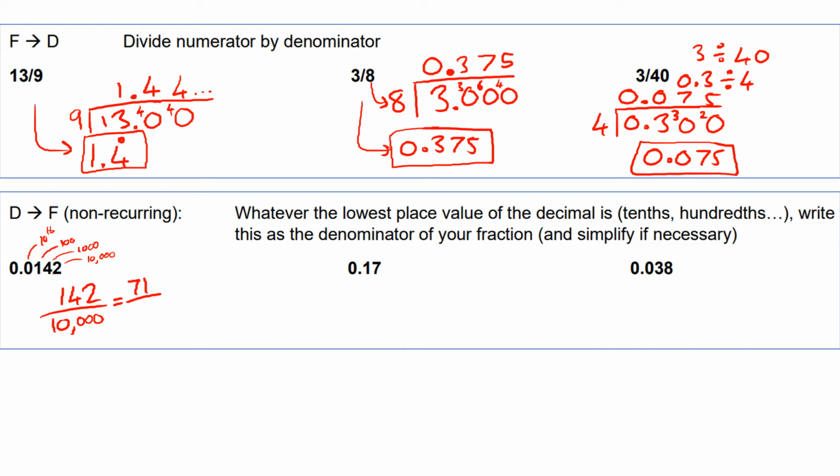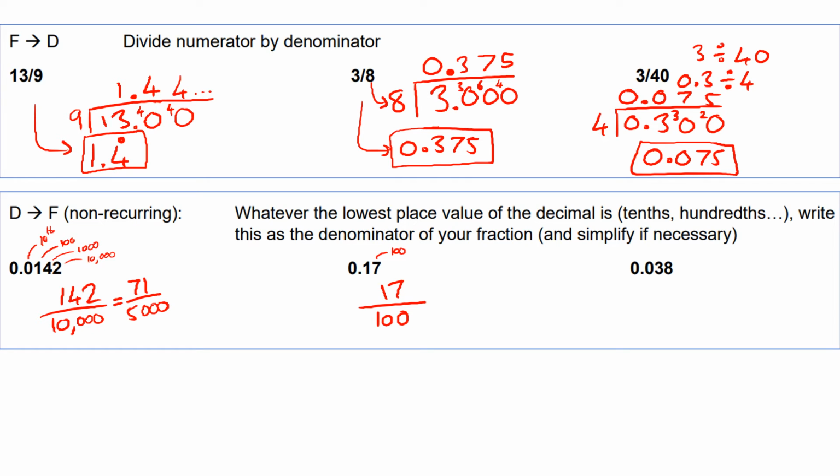Yep, we could divide everything by 2. And I think that's probably as simple as we can make it. 71 doesn't really divide by anything. Yeah, it's prime, isn't it? So yeah, that's as far as we could go. 0.17, that's got hundredths as its smallest place value. So 100 goes on the base and 17 on the top.